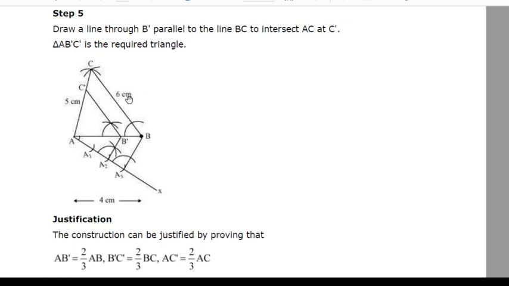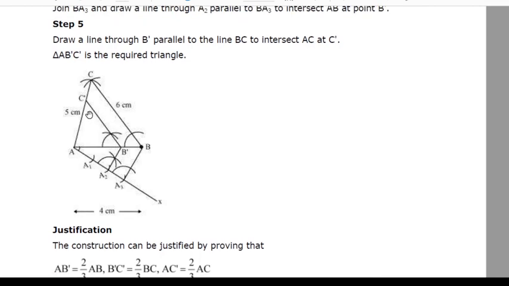So we have to draw a parallel line on the B dash point. Now this triangle we have got here, this triangle A B dash C dash, is our triangle whose value is 2 by 3 of the triangle ABC. Okay, it means that compared to the original triangle, this triangle is 2/3.